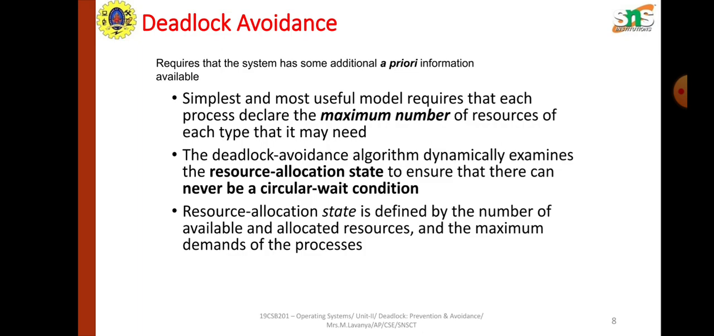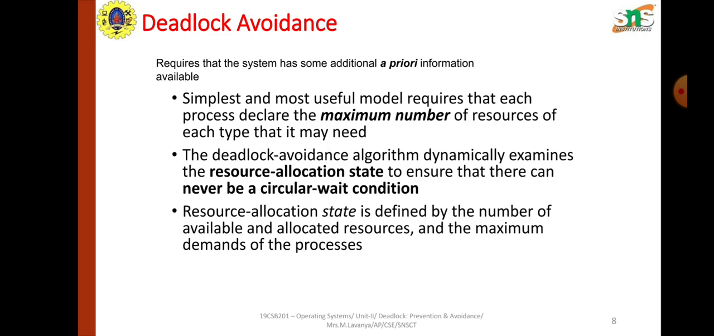a system. In this, the system must have some additional prior information available to prevent the system from entering into a deadlock state and avoid the occurrence of deadlock. The simple and most required one is that each process declares the maximum number of resources of each type which might be needed by the process while executing in that system.